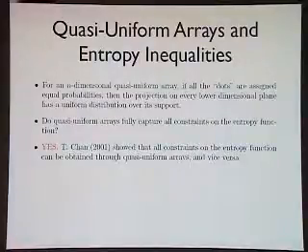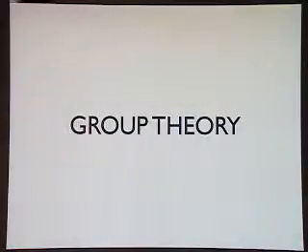This was proved in the master thesis of my former student Terence Chen, and he showed that all constraints on the entropy functions can be obtained through quasi-uniform arrays and vice versa, which means that by studying the combinatorial structure of quasi-uniform arrays, you actually can obtain all possible entropy inequalities. Okay, now I'm finished with combinatorics. Now I'm going to talk about the relation between the entropy function and group theory.